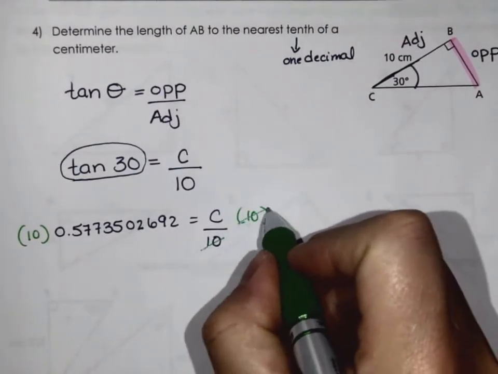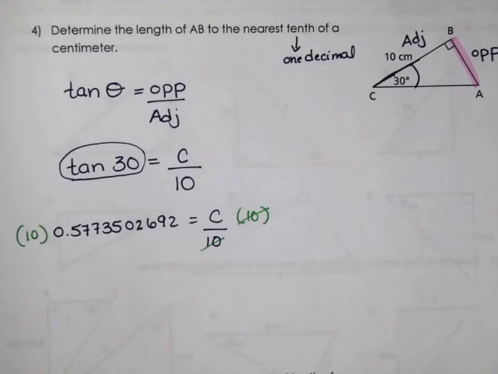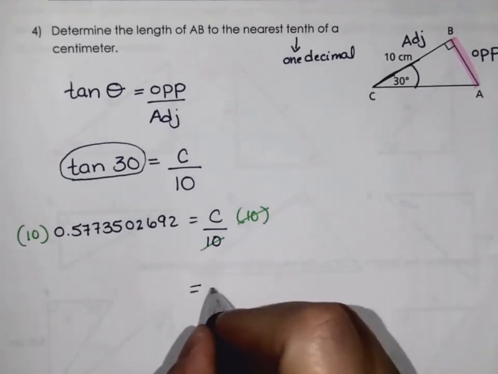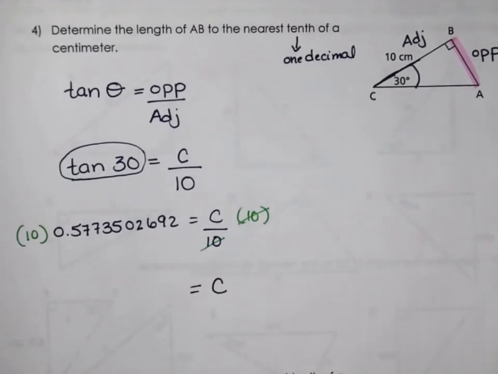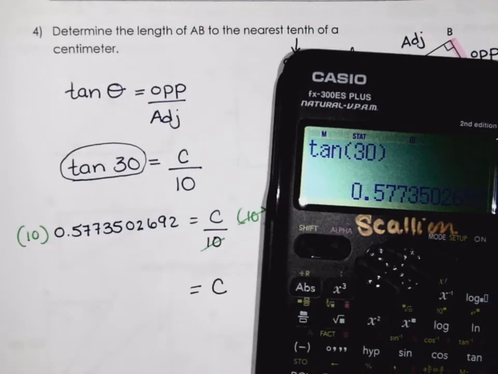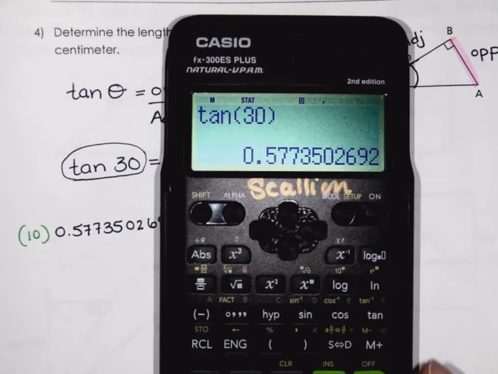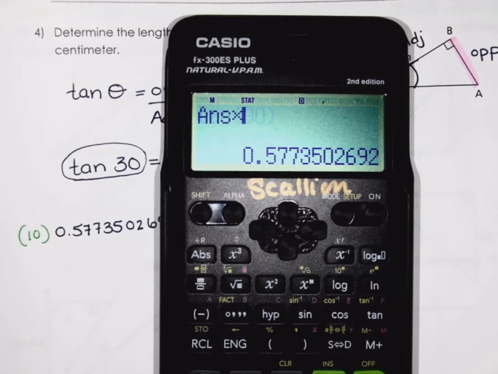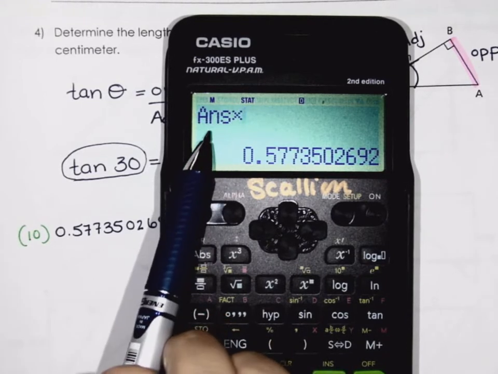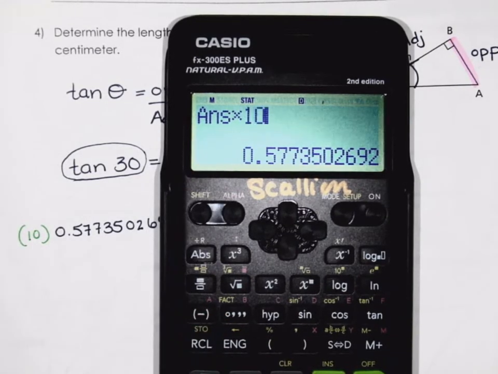So 10 divided by 10 is just 1. So those end up canceling each other out. So I'm just going to write the letter C. I could write 1C if I wanted to, but I don't have to. And then that decimal, I left it on my screen there. And I'm going to times that by 10. So in my calculator, I can go times, and it takes the answer that's on the screen. I'm going to times it by 10.